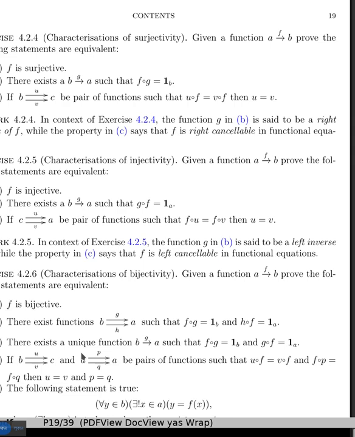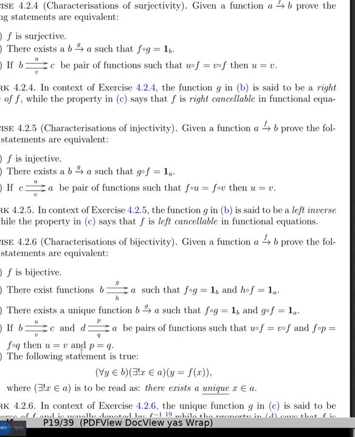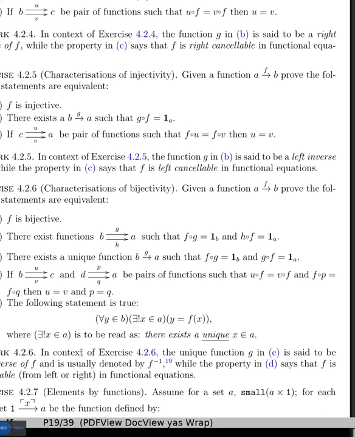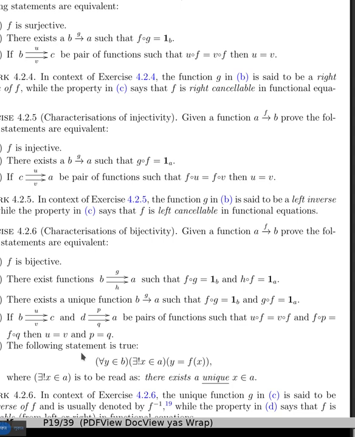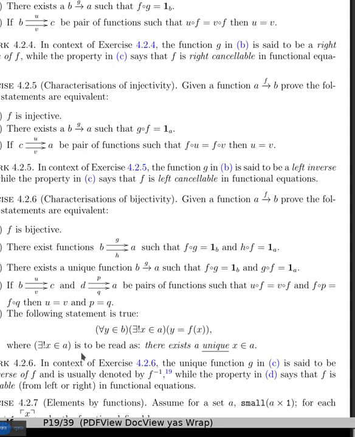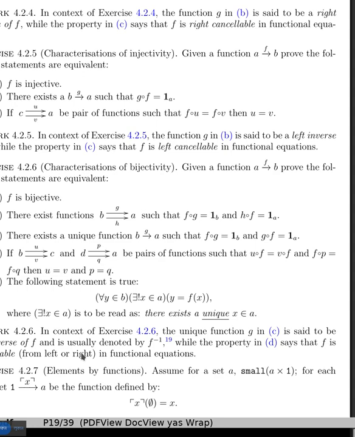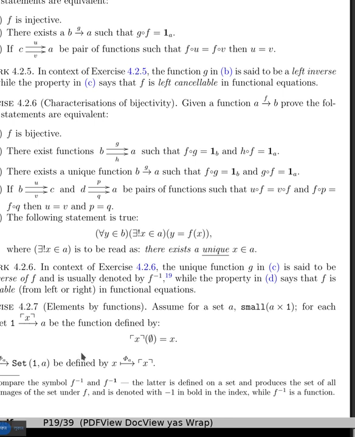Then come the three characterizations of injectivity, surjectivity and bijectivity. You go through it. For instance, in 4.2.4 there is something about cancellation from equations, or invertibility and so on. These are very important properties which we are going to use again and again. And then the final one, 4.2.7, says two very important things.